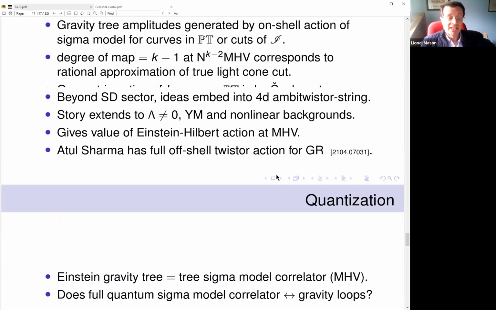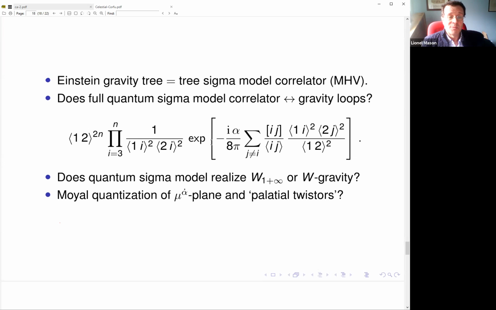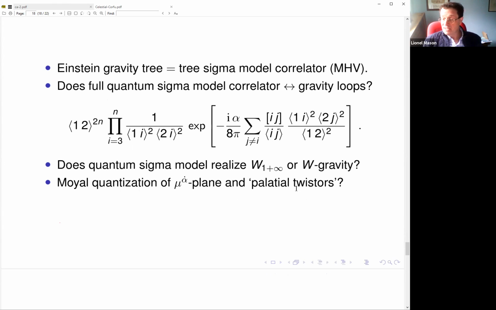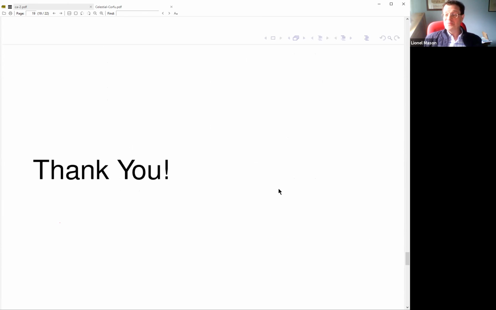I think I've run out of time to say anything about quantization, but we have a kind of formula that we don't know how to parse for the quantum correlator. Does this have anything to do with anything? We don't really know. And Moyal deformation and palatial twistors are things we've discussed over the years, but I better, before Anastasia tells me to shut up, I better stop and say thank you.